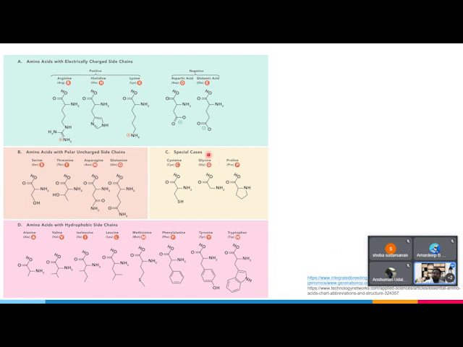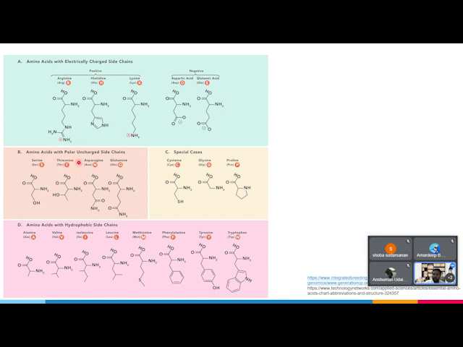So the first group contains amino acids that have electrically charged side chains, that is, they have a charge on the side chain. These can be subdivided into the positively charged amino acids and the negatively charged amino acids. The positively charged amino acids are arginine, histidine and lysine, which have a positive side chain, as you can see right here, while aspartic acid and glutamic acid have a negatively charged side chain.